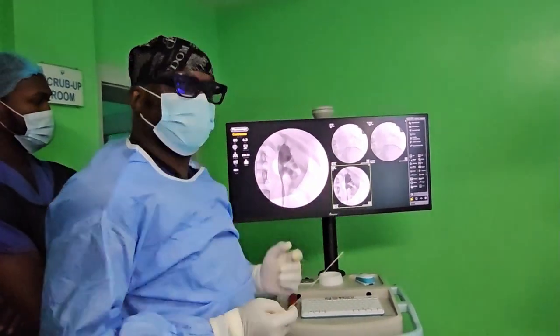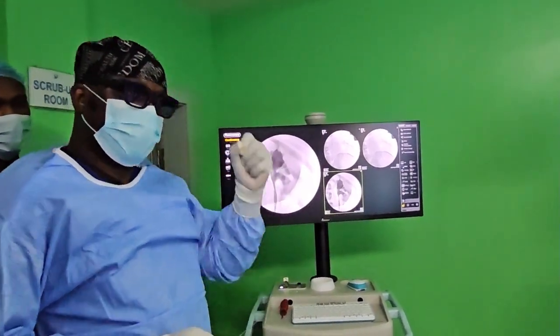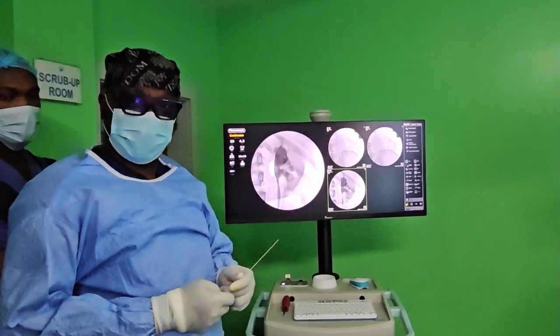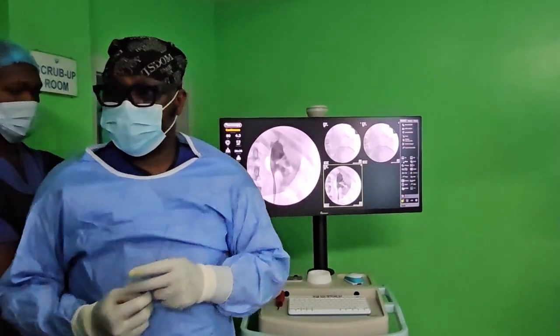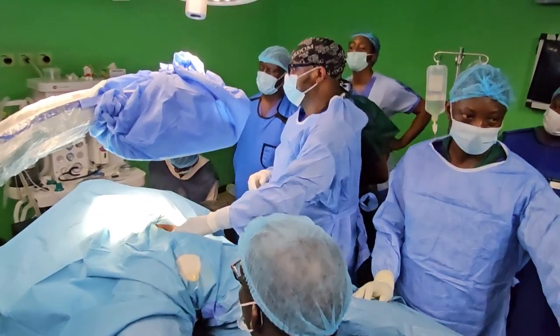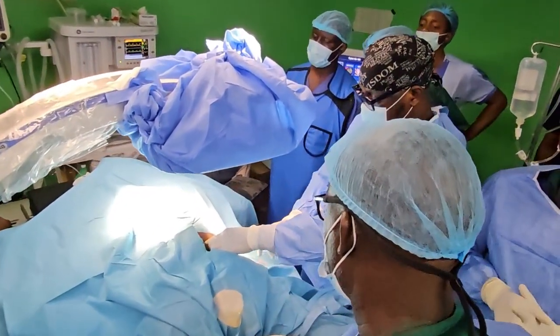So you see, a sound understanding of the pelvicalyceal anatomy is very key for you to be able to do an effective PCNL. And so that is what we're going to do. We're going to attempt our puncture on the calyx. This is closer, so there's no problem.